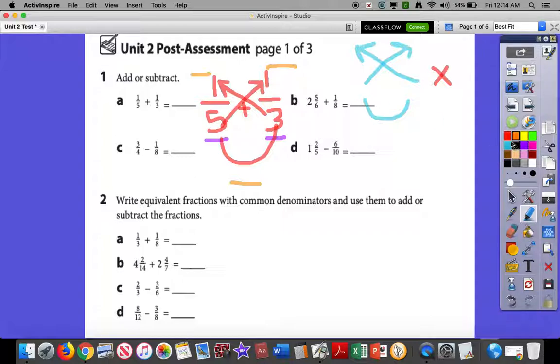Now it's only the top ones, only these top answers that you add. If it's a subtraction problem, we would subtract those two. Okay, you would still do this whole multiplication stuff, but you would subtract it if it was a subtraction problem. So that's going to give you the top part of your answer.